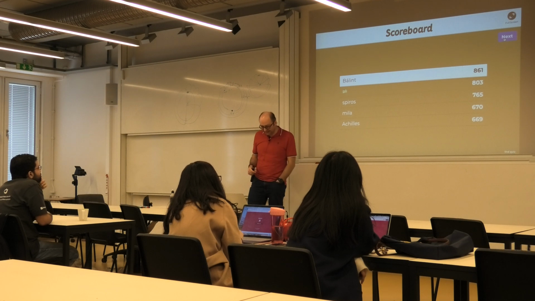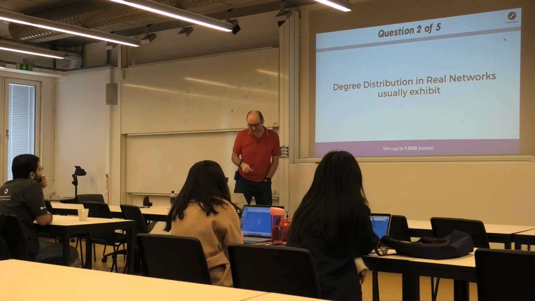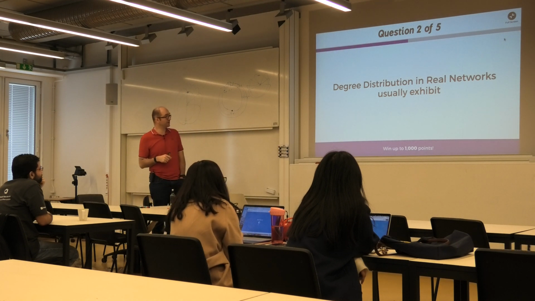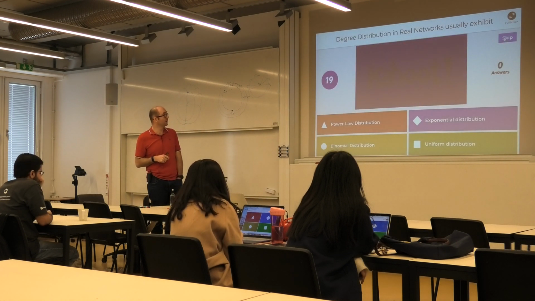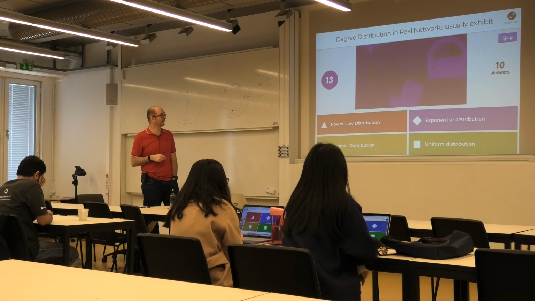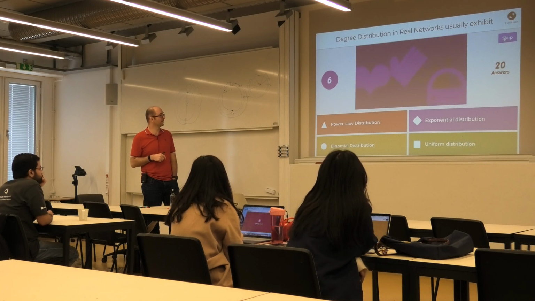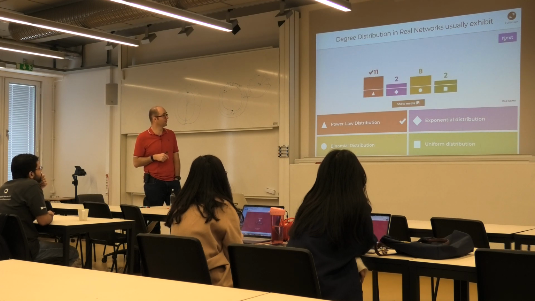And we see Balind in the first place and the cake in the second. Very nice. Okay, degree distribution real networks usually exhibit. That should be easy. Four, 3, 2, 1, and we go. Okay, so at least the majority guessed it right.